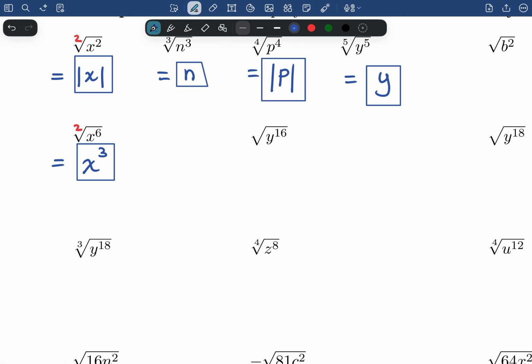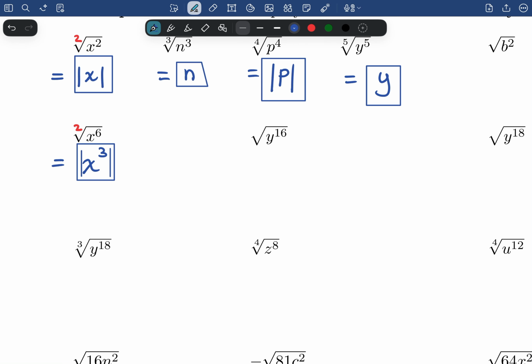Now, there's only one issue. Because it was an even root, I had to answer that this thing has an absolute value symbol around it. So this is the absolute value of x cubed.